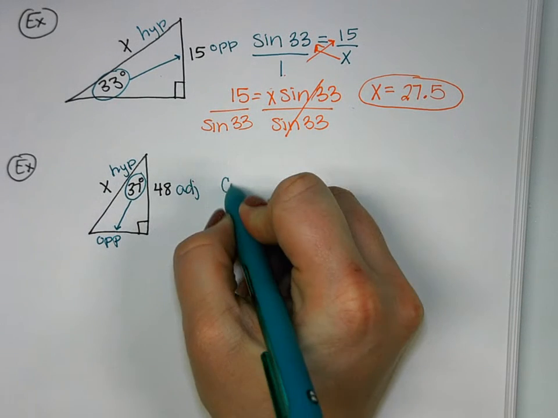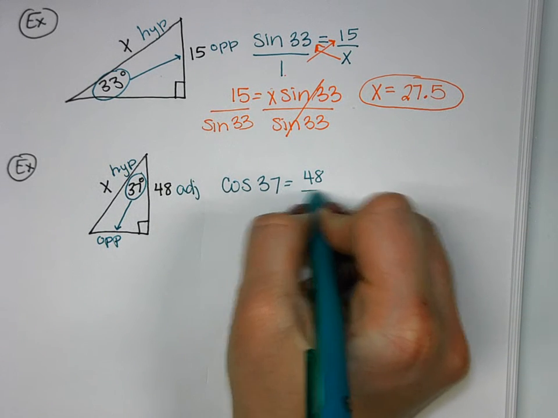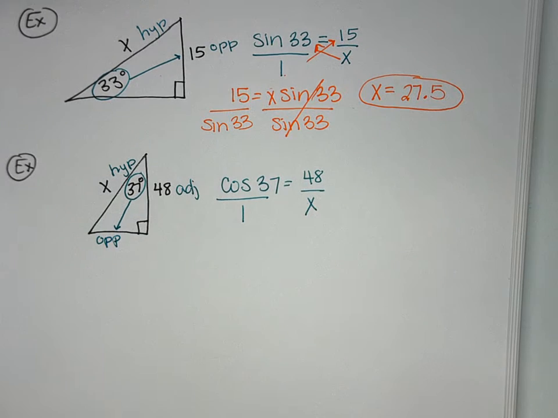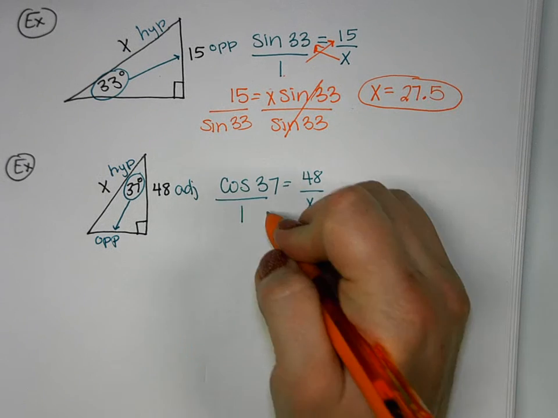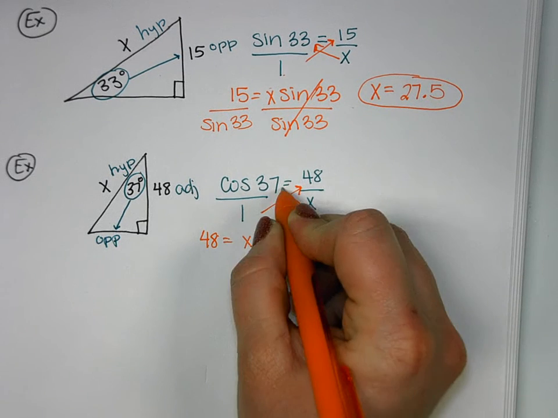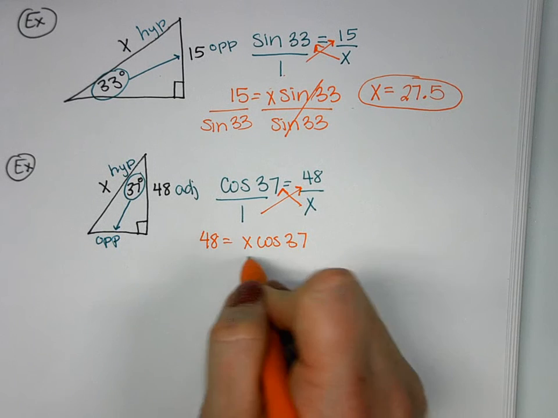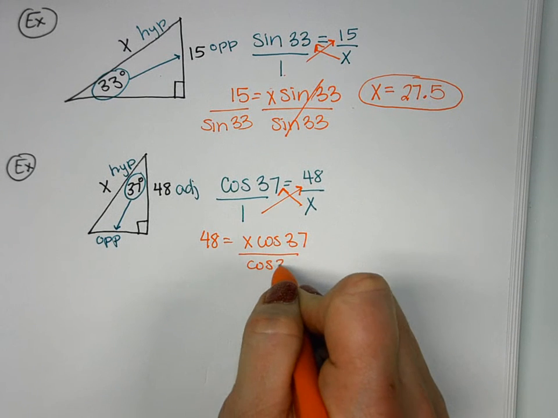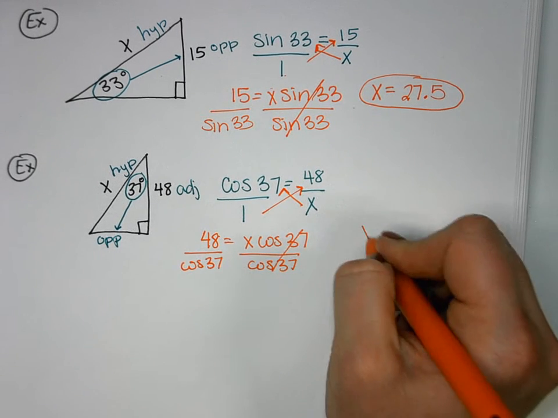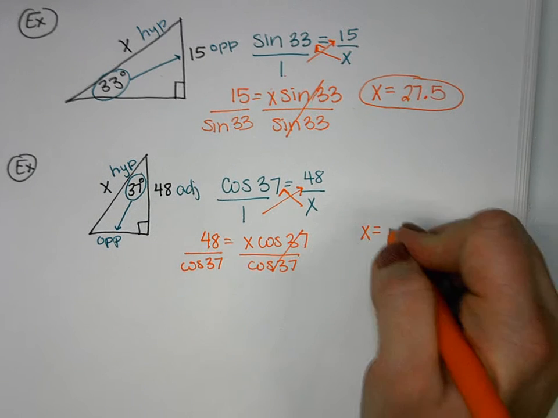So cosine of 37 equals adjacent side divided by the hypotenuse. We put the cosine over 1, cross multiply and solve. So 48 equals x times cosine 37. We need to again solve for x on this one, so divide both sides by cosine 37. And what are you getting for your answer so we can make sure we're all plugging it in correctly? 60.1.